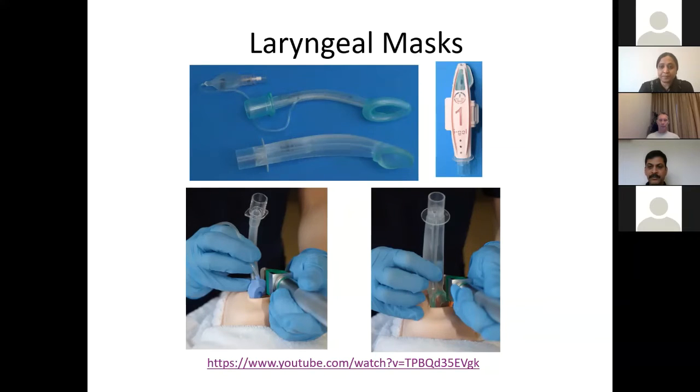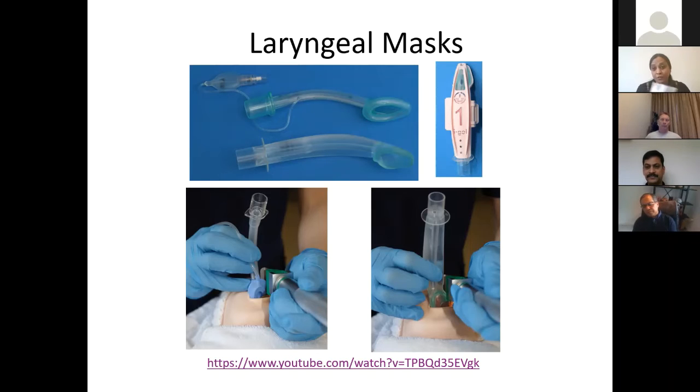Before moving on, any questions from the team? Have they used i-gels, or is it something you're aware of? In a newborn, we have no experience with LMA. In a grown-up child, we have tried a few, but not in a newborn. Perhaps we don't have the size, but at least the principles will be the same, just a smaller size.